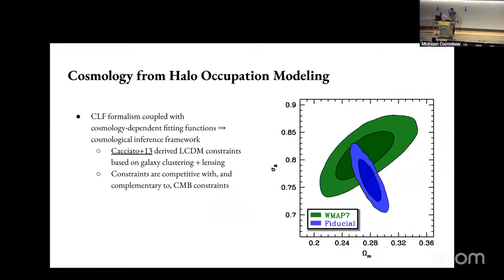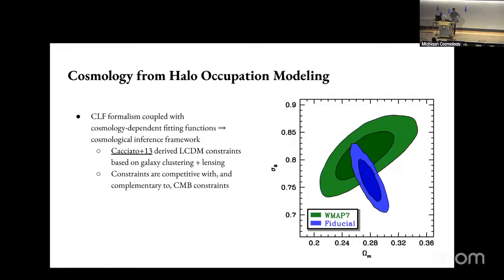This is a paper from 2013 in a series of papers using the CLF in the early 2010s for this exact purpose, using SDSS galaxy clustering and galaxy lensing to derive posteriors in omega matter and sigma 8, here shown with the blue contours, compared to best fitting contours from WMAP, from the CMB.